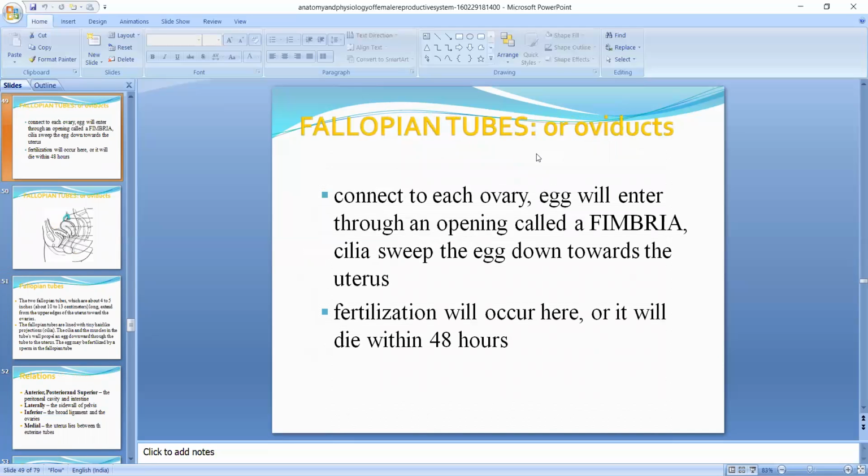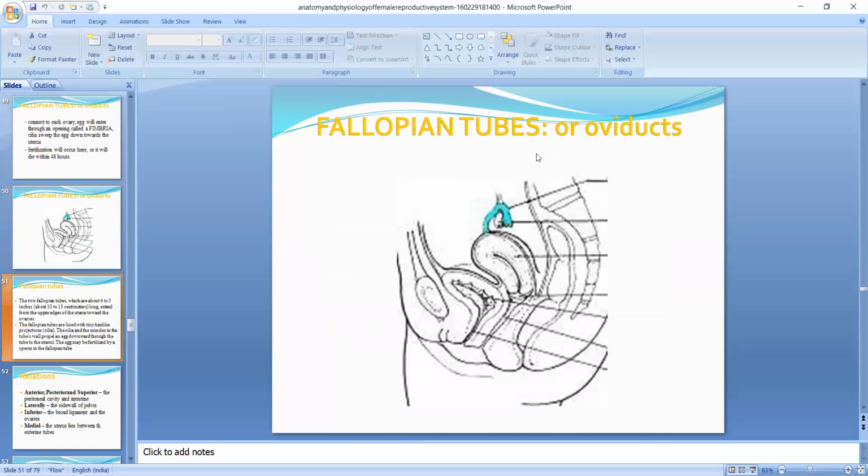Now we will see the fallopian tube. The fallopian tube connects to each ovary, and the egg will enter from the fimbrial part and then reach the ampulla area, where the sperm will come and the egg will be fertilized. It will die within 48 hours if fertilization does not occur.